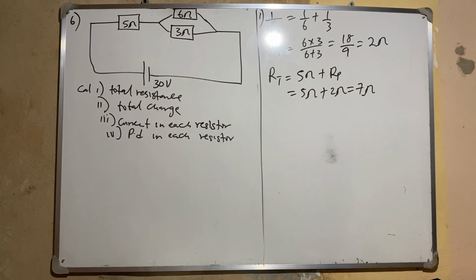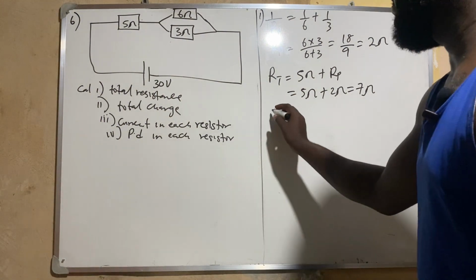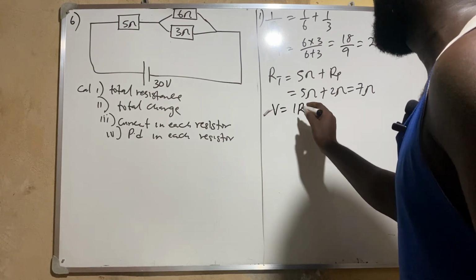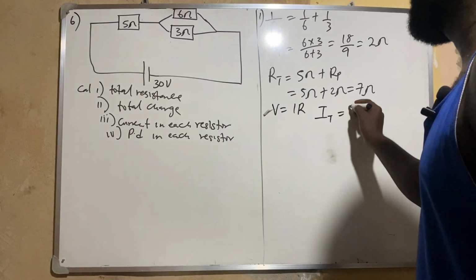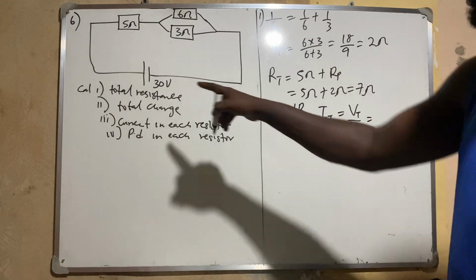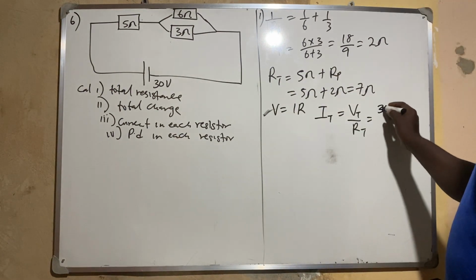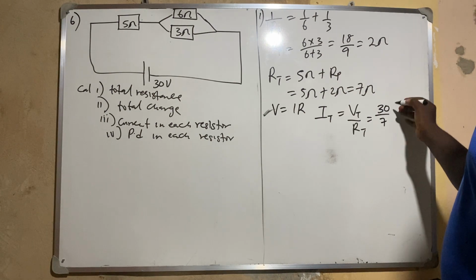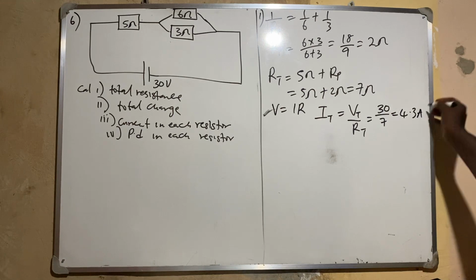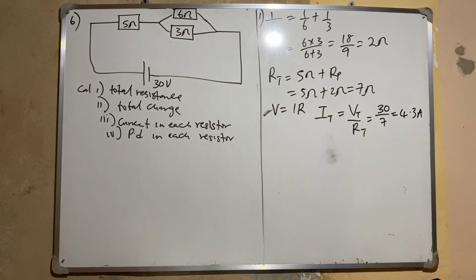So the total resistance there is 7 ohms. The next thing we need to get is the total current. I know that V is equal to IR, V is equal to IR. So my I total will be V total over R total, which is 30 divided by 7. You can have your answer as 4.3 ampere. So that is my I total.